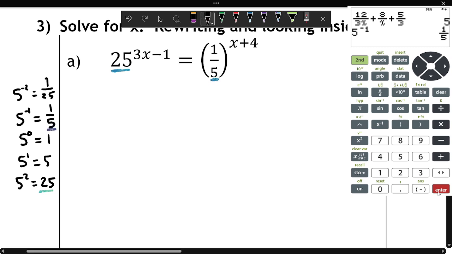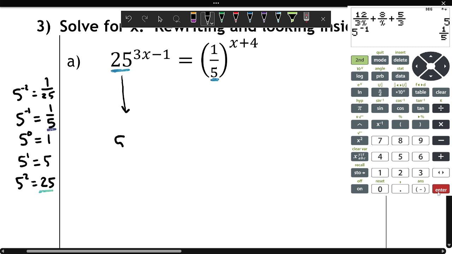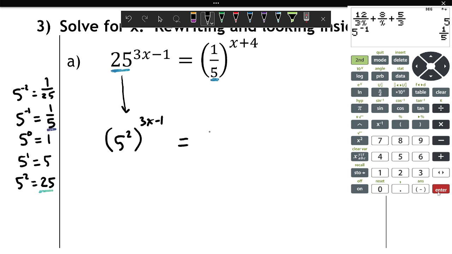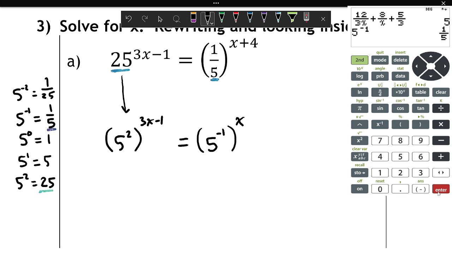So here's our rewrite. I'm going to rewrite 25 as 5 to the second power, and I'm going to raise that to the 3x minus 1. So I have exactly the problem I had before. I just rewrote the left-hand side so that I have a base of 5. On the right-hand side, I'm going to do the same thing. 1/5 is the same thing as 5 to the negative 1 power. So I'm writing 1/5 so it looks like it has a base of 5, and it does.